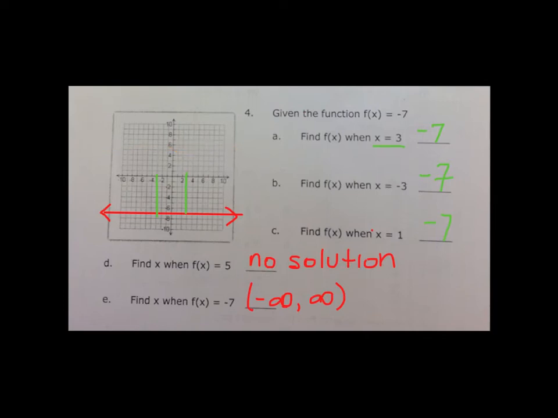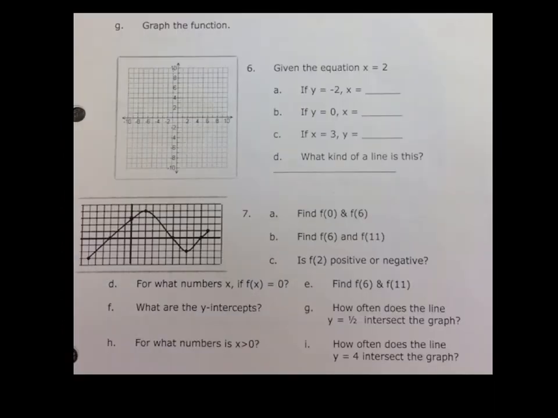What happens when my output is -7? Well, here's my -7. What's my input? My input is all real numbers. So what I'd like you to do on this screen is pause, and work out 6, and then unpause, and see if you get your answers right.